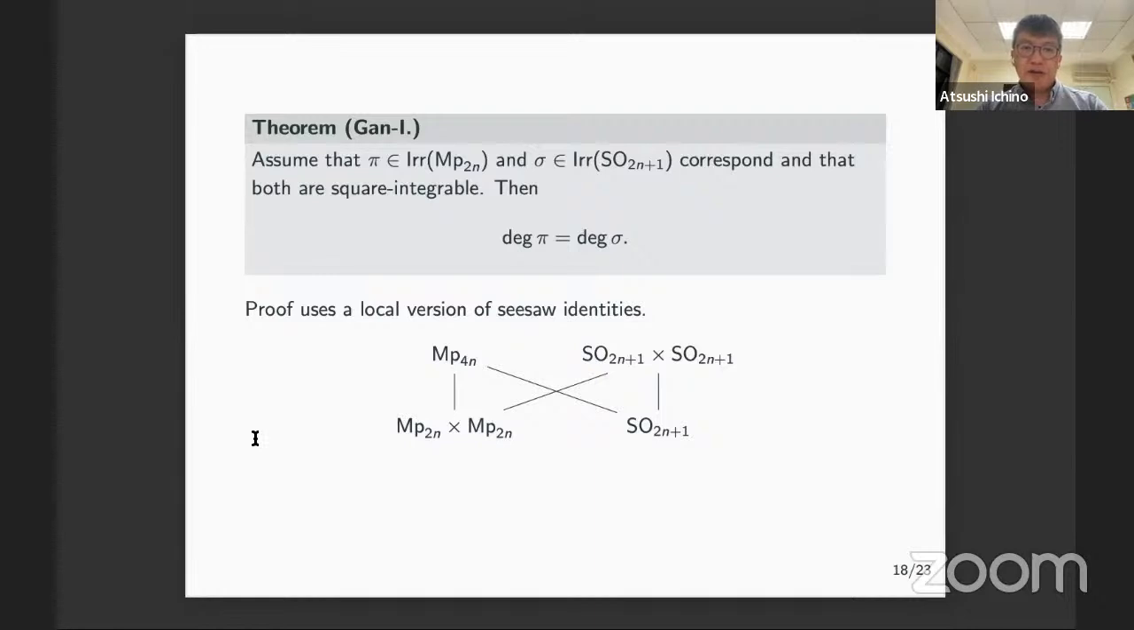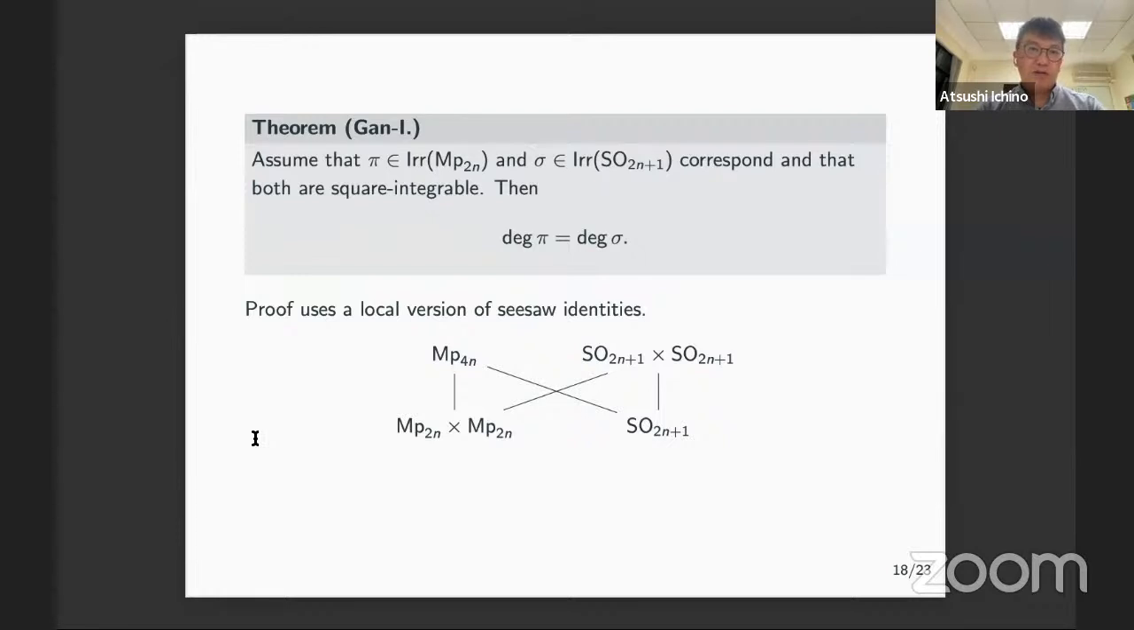Namely, if pi and sigma are Mp(2n) and SO(2n+1) representations, and if both are square integrable, then we know the equality of these formal degrees. And we use the seesaw identity to prove this. But the formal degree is just an invariant of a representation. And why are we interested in this invariant?